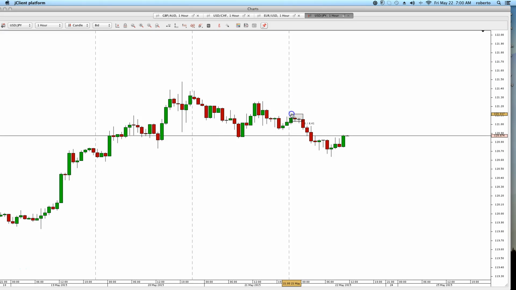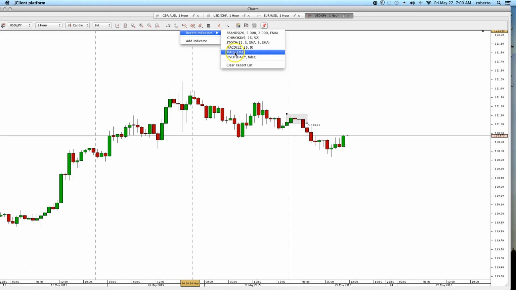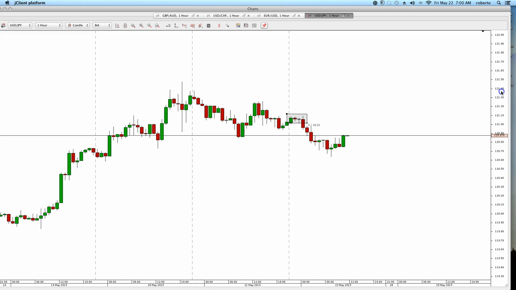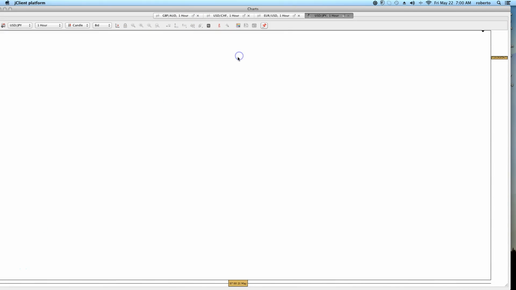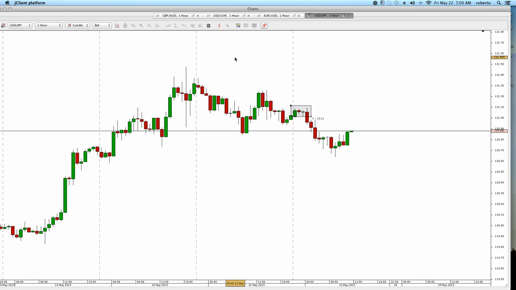If you're trading the European session and if you want to capture a small amount of pips, then what you can do is add, I'm using a Dukascopy platform. You need to use pivot points for this strategy to work. So what I do is add a pivot point indicator.